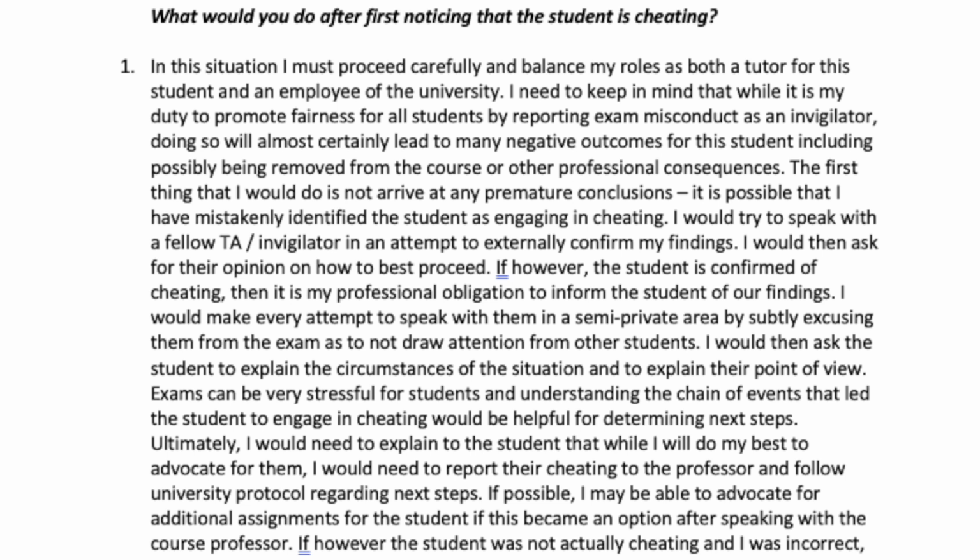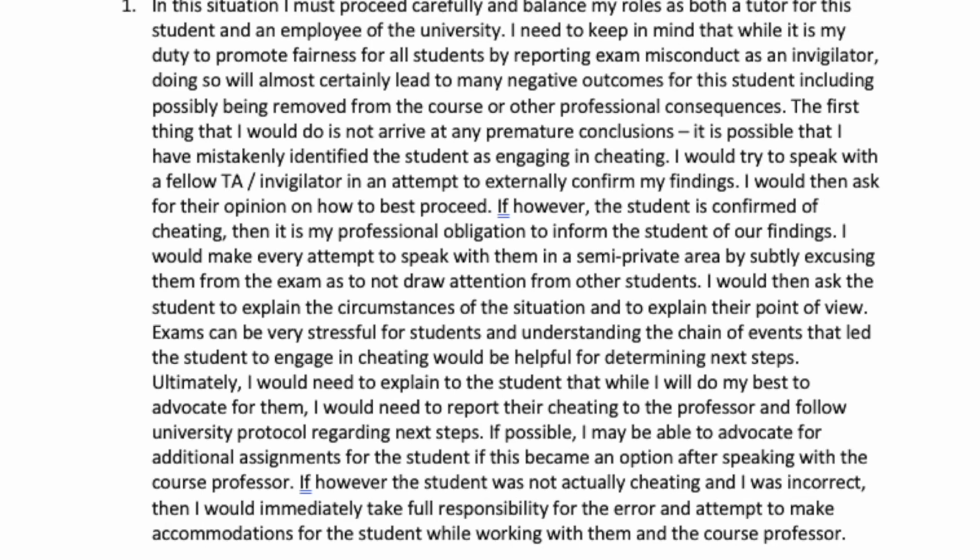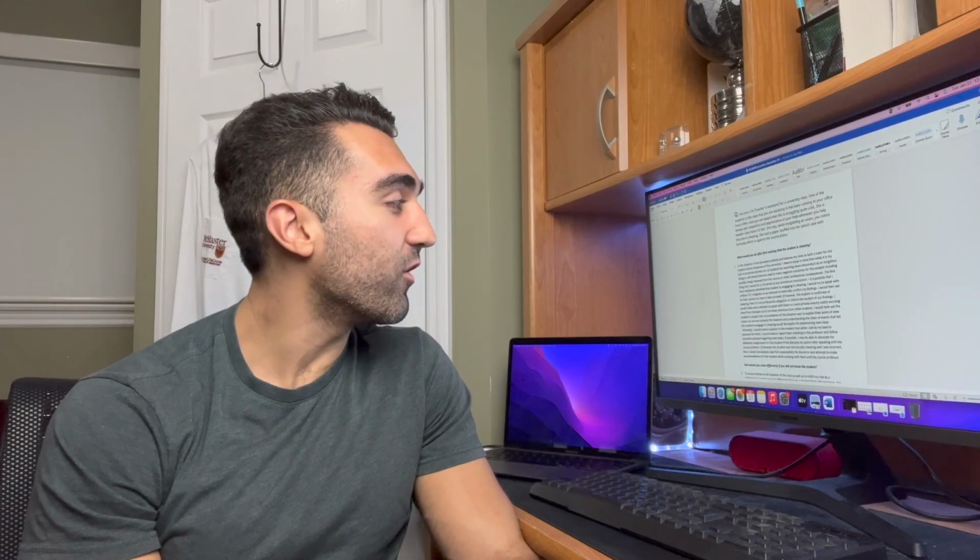Ultimately, I would need to explain to the student that while I will do my best to advocate for them, I would need to report their cheating to the professor and follow university protocol regarding next steps. If possible, I may need to advocate for additional assignments for the student if this became an option after speaking with the course professor. If, however, the student was not actually cheating and I was found to be incorrect, then I would immediately take full responsibility for the error and attempt to make accommodations for the student while working with them and the course professor.